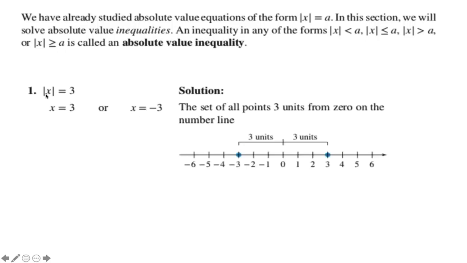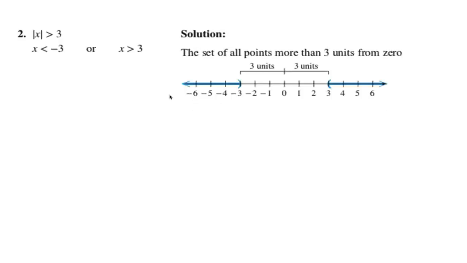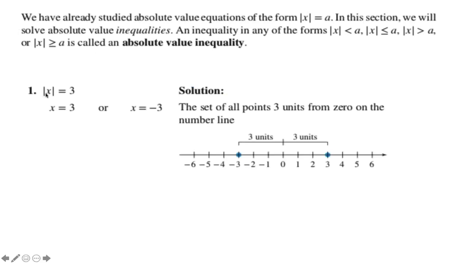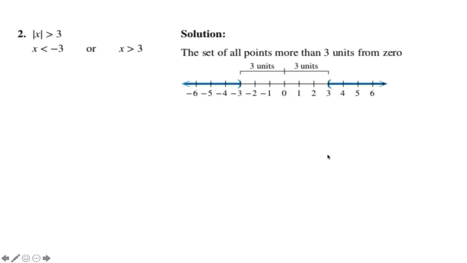We saw earlier that absolute value of x equal to 3 means that x is either 3 or negative 3. And so we get two solutions, 3 and negative 3. And we saw the absolute value represents distance. In this case, it represents the distance of x from 0. And so there are 2 points whose distance from 0 is 3, and those points are negative 3 and positive 3.